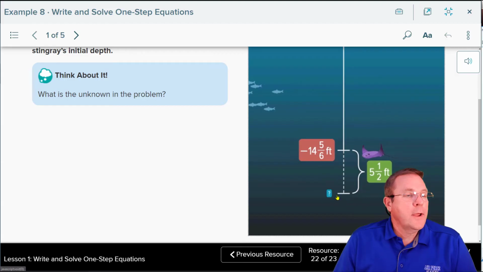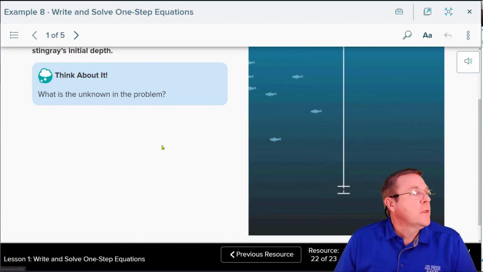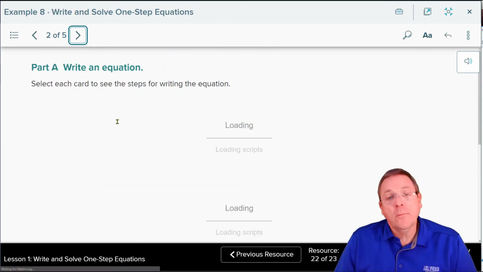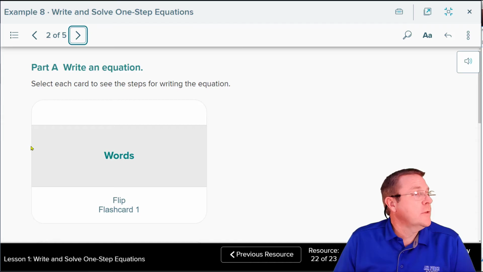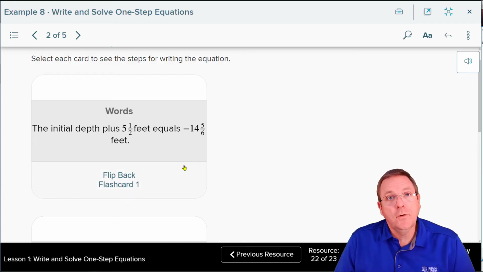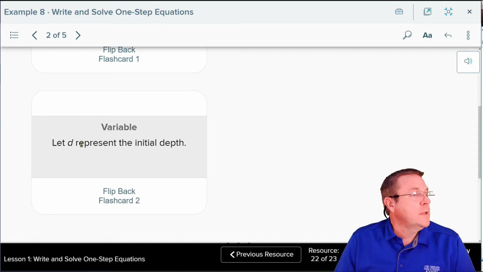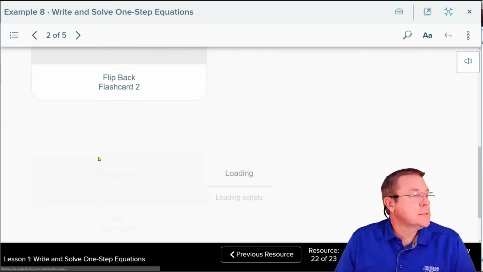Well, if you look at the graph, they started down here, and then it added 5 1/2 feet and ended here. So my thought is that the variable is going to be d for depth, but let's see what they say. We're going to flip the words over. The initial depth plus 5 1/2 feet equals the new depth, which is the negative 14 5/6 feet. The variable is d for depth, just like I said to pick.